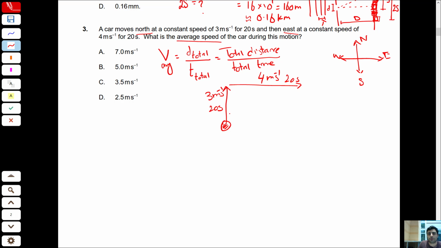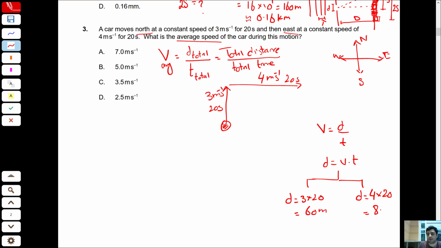Average speed is total distance over total time. So the total distance traveled is this distance and this distance. So let's try to find both distances. We know the speed equals distance over time. Distance is speed multiplied by time. So we have two cases here. The first case is traveling in the direction of north at the speed of 3 and the time is 20. So the distance traveled in the north direction will be 60 meters. For the second case, the velocity is 4 due east, and for the same time it's going to be 80 meters.